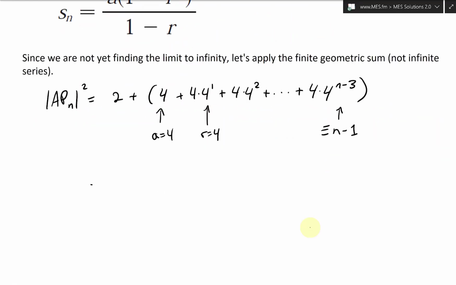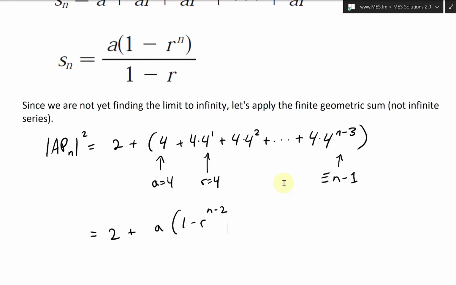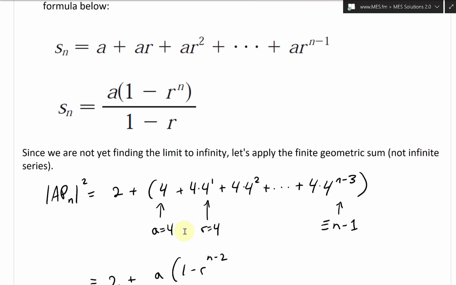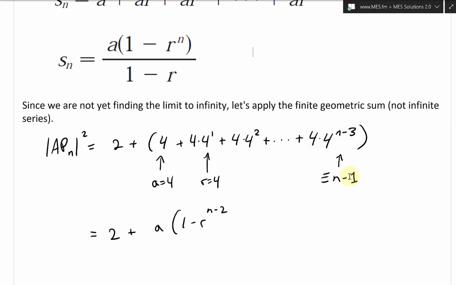Alright, so now put this all together. This equals 2 plus, and then we'll write our formula: a times 1 minus r to the n minus 2. Notice here, S_n goes all the way to n minus 1, but the sum has it up to n, so the formula just has n. So we add 1: n minus 1 plus 1 equals n. In other words, if this is our n minus 3, that's similar to n minus 1, so this has to be n minus 2 there. I'll put this in a line right here. This is equivalent to our r to the n.